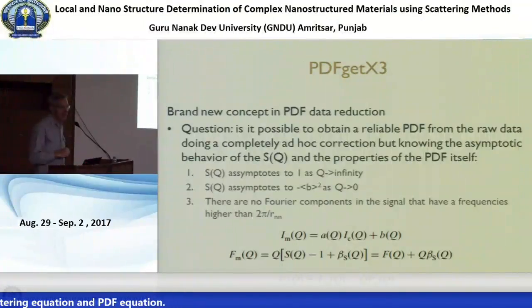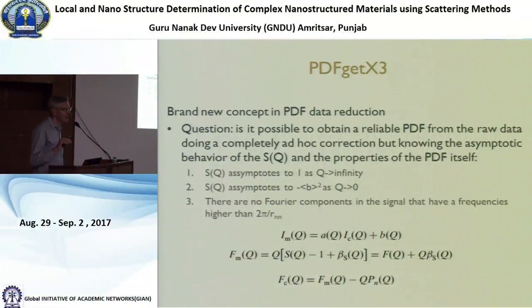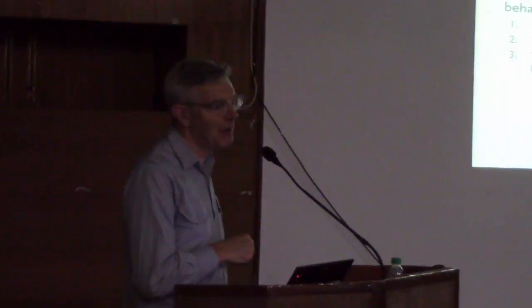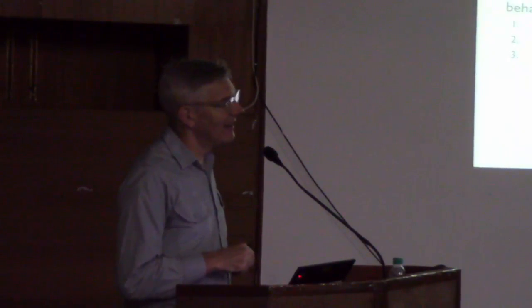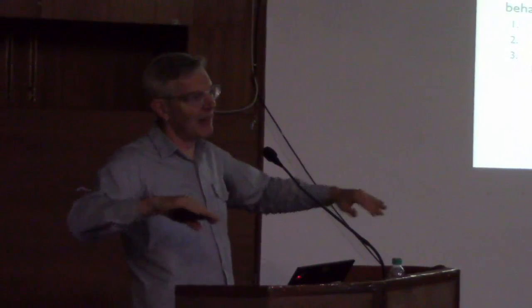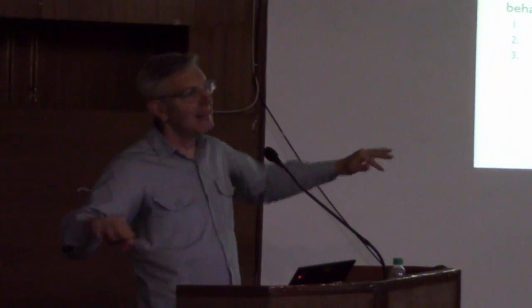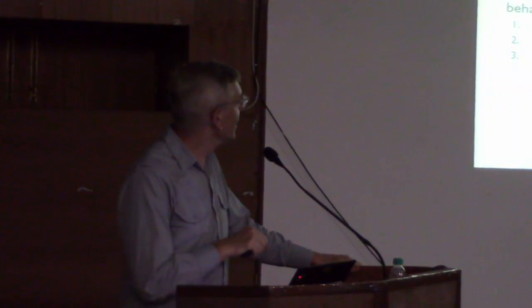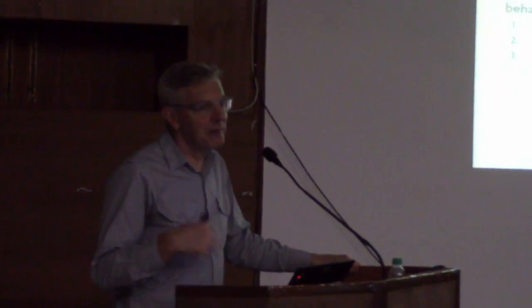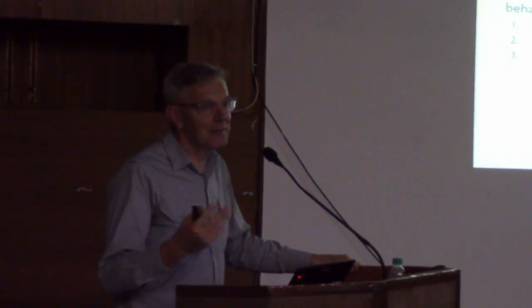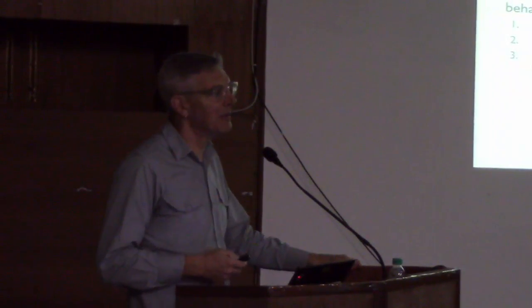So what we know is that actually there's no Fourier component in our signal from the sample that has a wavelength longer than 2 pi over R nearest neighbor. So this is the separation of the nearest neighbor atoms. Any change in the intensity which is oscillating or undulating with a frequency lower than that is coming from background or coming from some other source. It's not coming from the sample.